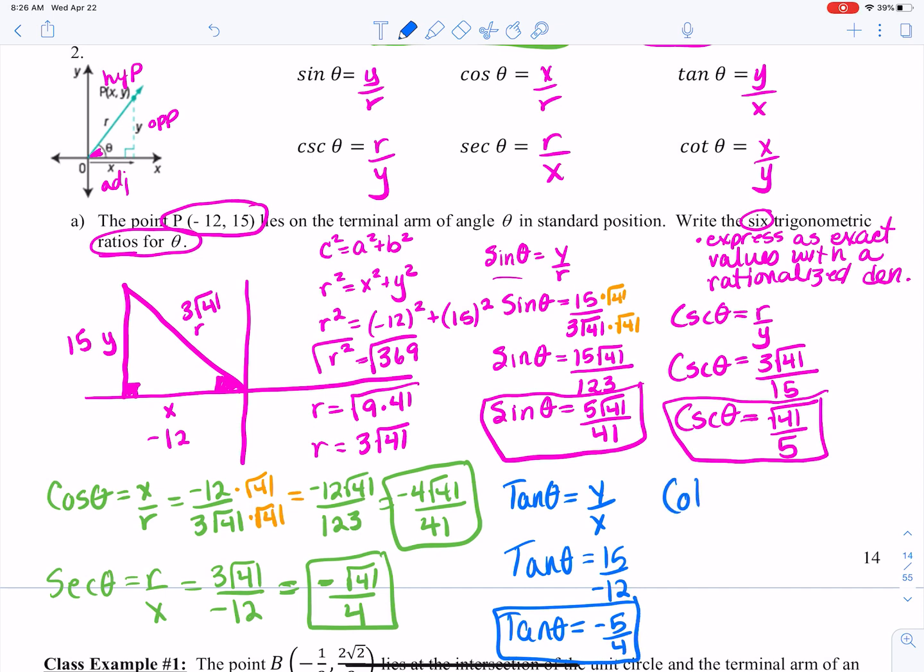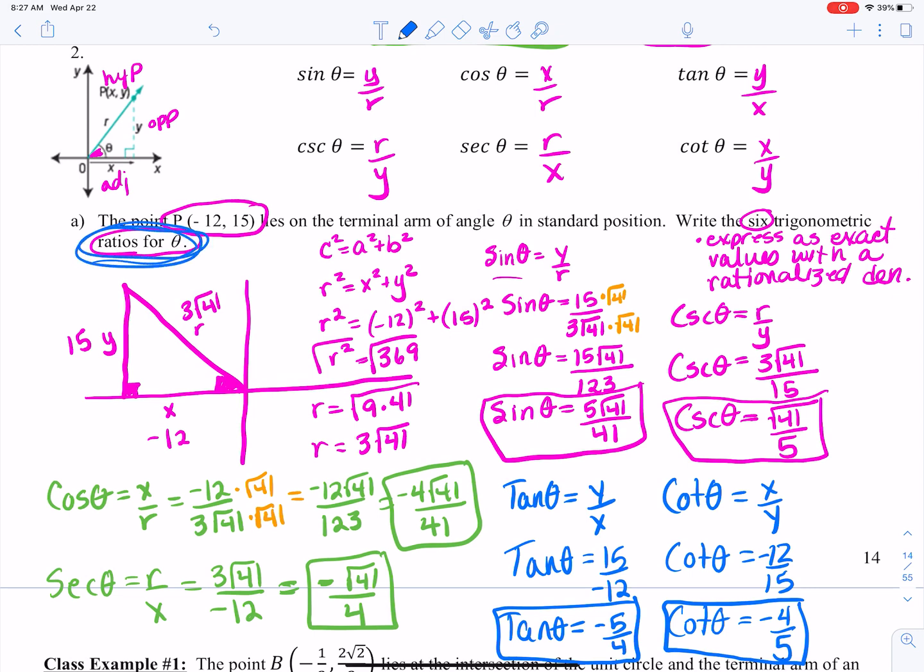And lastly, cotan theta is equal to x over y. So cotan theta is equal to negative 12 over 15. So cotan theta is equal to negative 4 over 5. And we've figured that question out. So again, just to reiterate, it's really important that when a question is looking for ratios, what you're actually producing is the fractions involved, not angles.